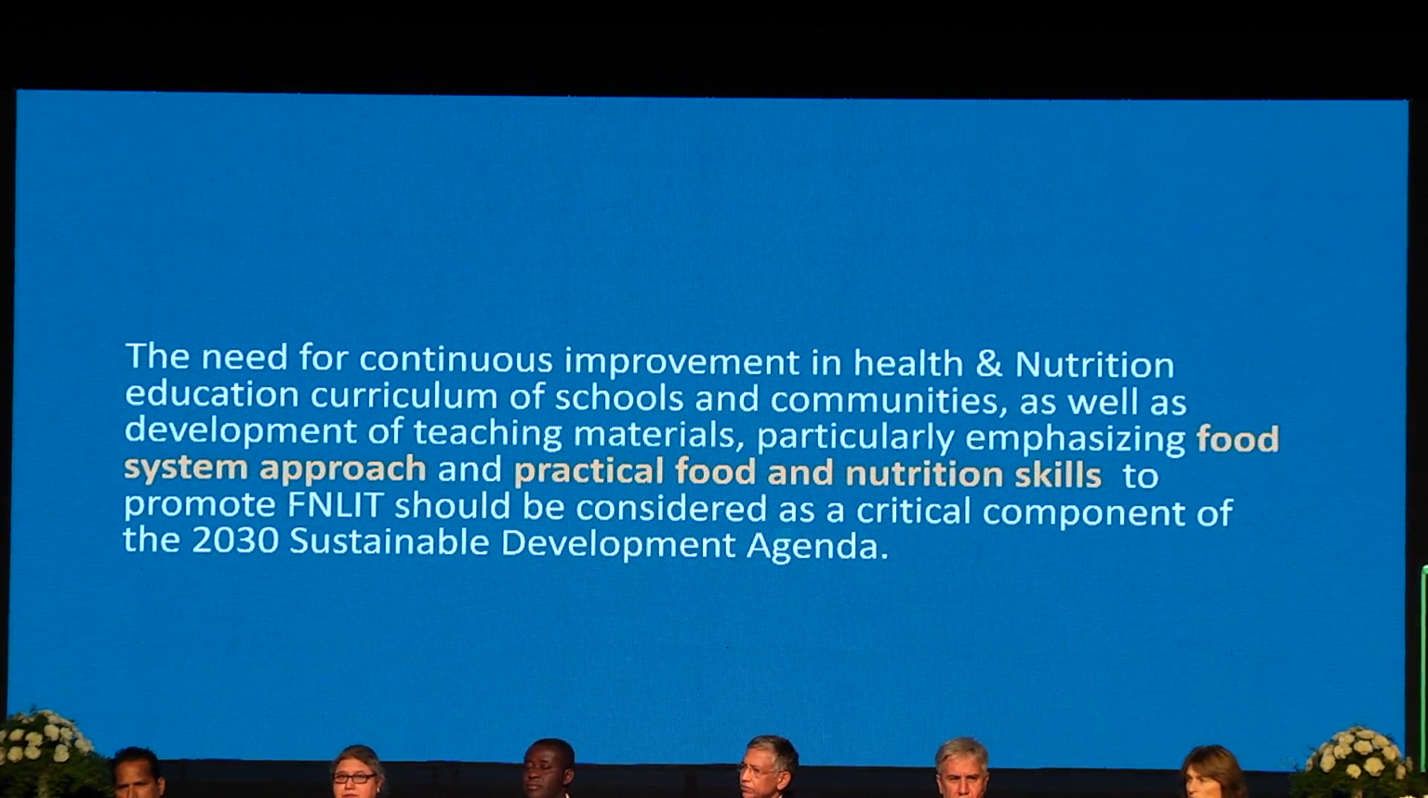The need for continuous improvement in health and nutrition education curriculum of school and communities, as well as development of teaching materials, particularly emphasizing food system approach and practical food and nutrition skills to promote food and nutrition literacy should be considered as a critical component of the 2030 Sustainable Development Goals. And I thank you for that.